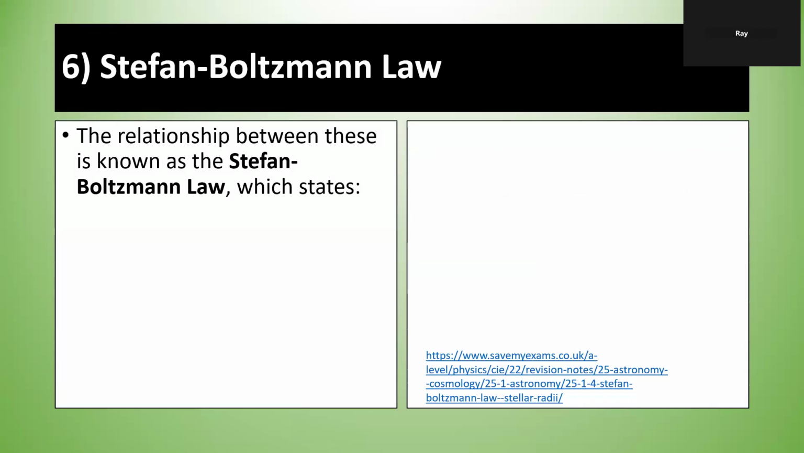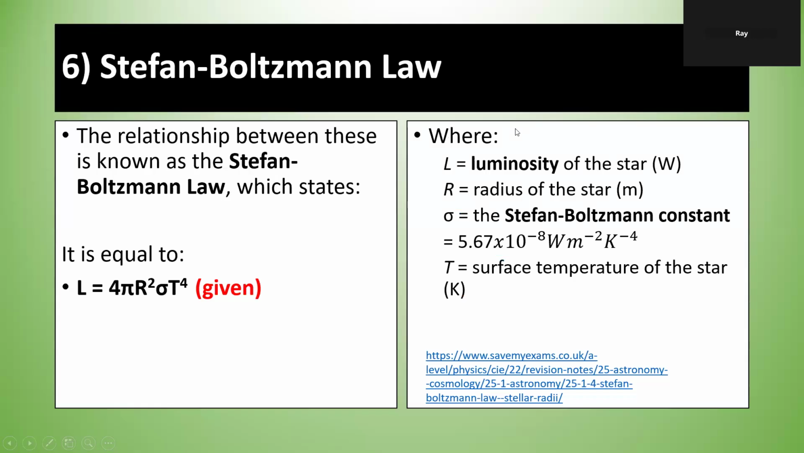It's given in the formula sheet: luminosity L equals 4 pi r squared sigma T to the power 4, where L is luminosity and R is the radius of the star. Right? Remember, radius of the star, not distance. Sigma is a constant given in the formula sheet. It's called Stefan-Boltzmann's constant. T is the absolute temperature.